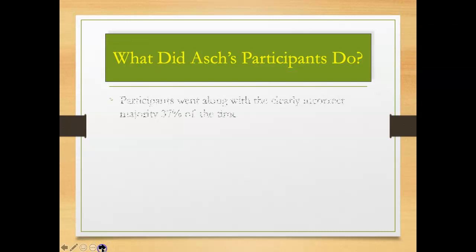As it turns out, participants went along with the unambiguously incorrect majority 37% of the time. That means on close to 4 out of 10 conformity trials, the average participant conformed, and again, it's a clearly incorrect answer. That was a surprising and shocking amount of conformity to a majority that is clearly wrong.